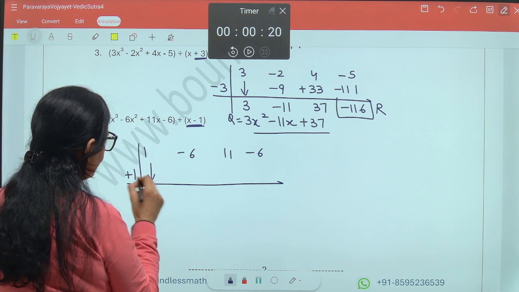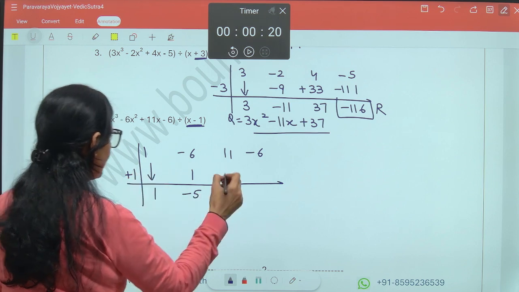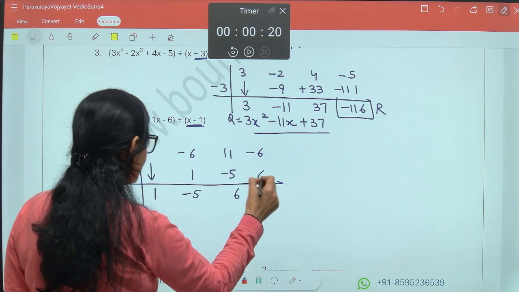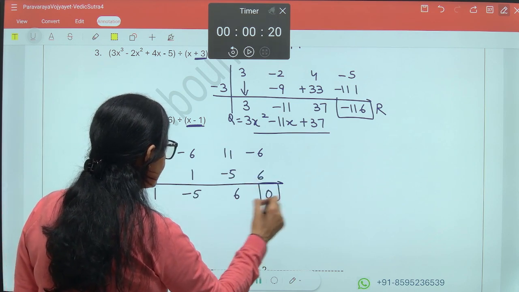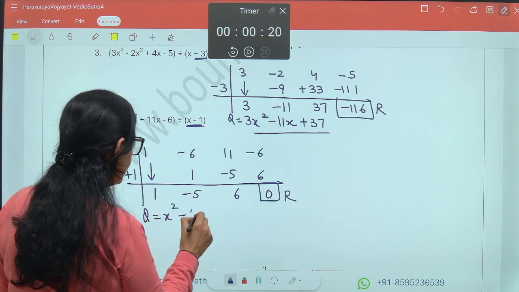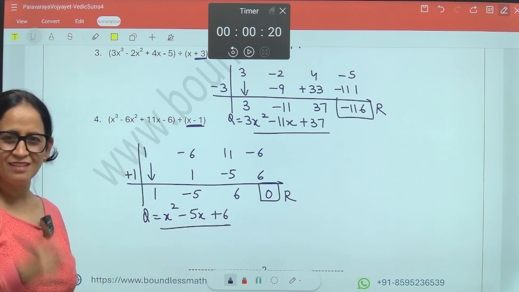Bring down this 1, 1 into 1 is 1, minus 6 plus 1 is minus 5 into 1 is minus 5 again, 11 minus 5 is 6, 6 ones are 6, so the remainder is 0 and the quotient is x square minus 5x plus 6. Got the correct answer? Wonderful.